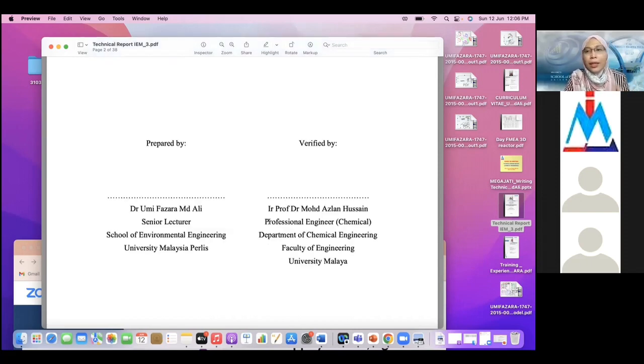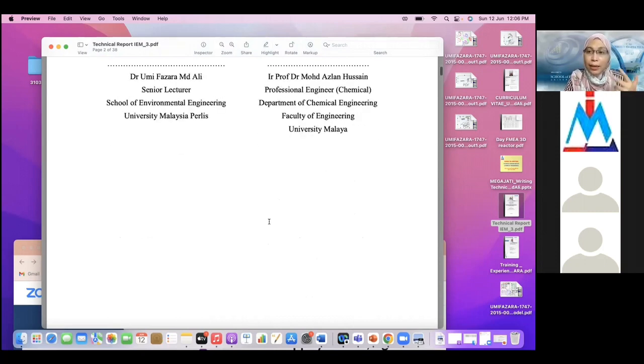Okay, so katakan you punya mentor minta, macam mentor saya minta lama. Okay, give them 1 month, 2 months, 3 months. Ikut dia orang sebab mereka memang sangat sibuk. Give them time to check thoroughly your report.